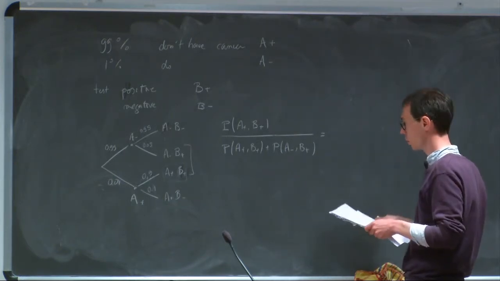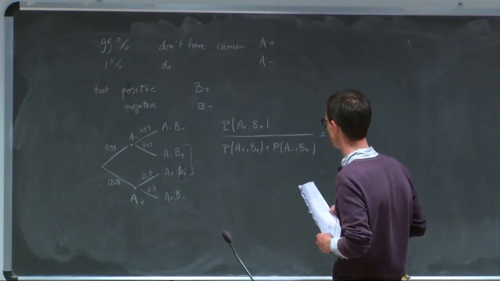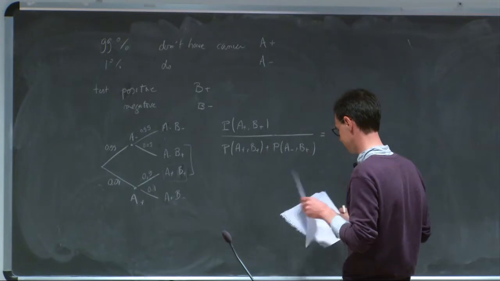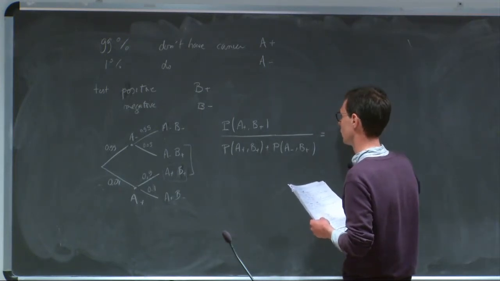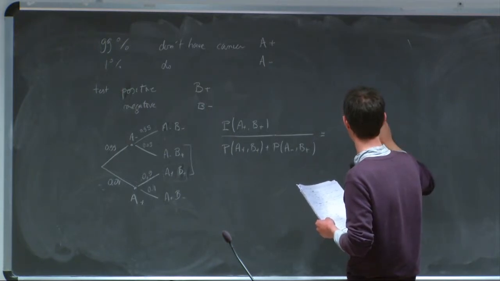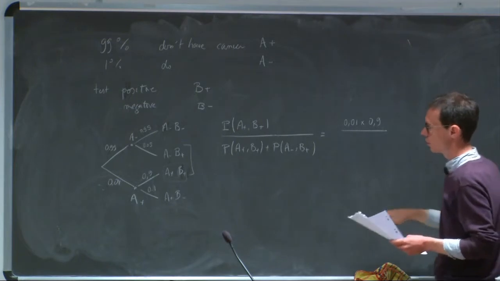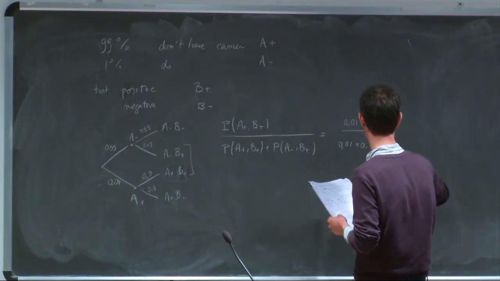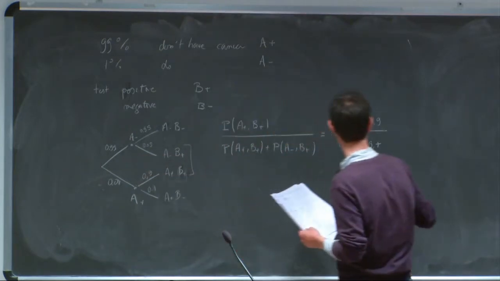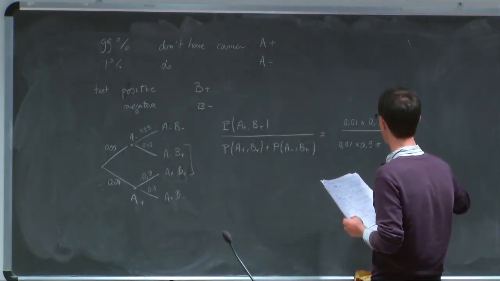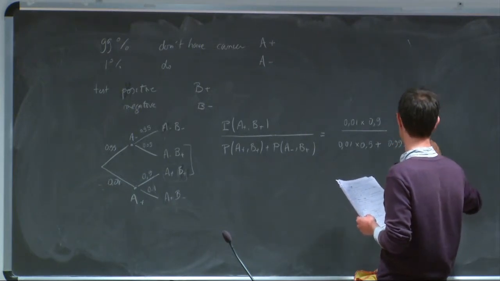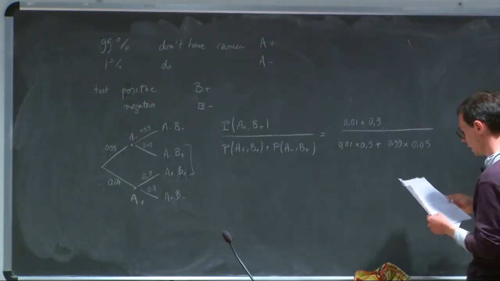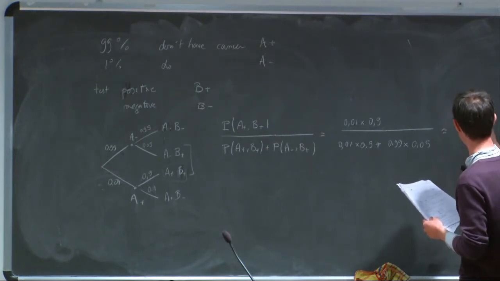So what if I plug in the numbers? I have 0.01 times 0.9, so I'll just multiply these two numbers. And here I need to add the probability that he didn't have cancer, times the probability that the test came positive anyway. So you do this simple algebra, and you find about 15%.